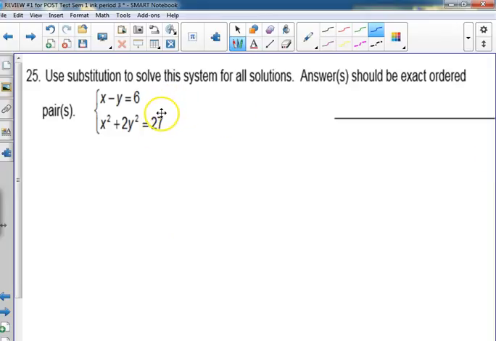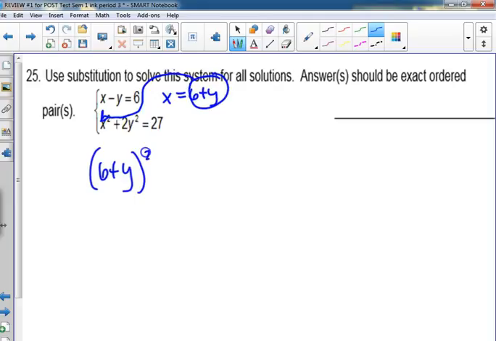Just a hint on this question. Yes, I'm with Ian. I would much rather substitute something in for the x because it doesn't have a coefficient. Do you see that? So make x equals 6 plus y and then plug it in here. So we'll have 6 plus y, or y plus 6, squared plus 2y squared equals 27. This is not 36 plus y squared.